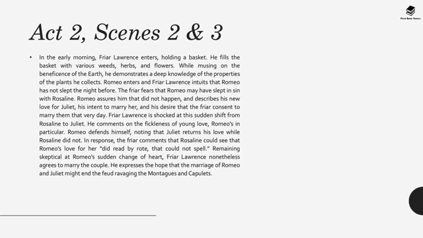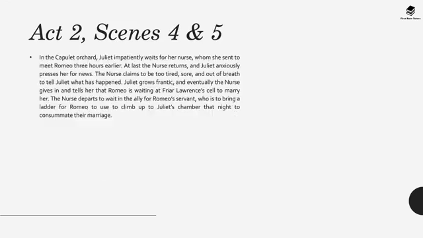He then comments on the fickleness of young love, especially Romeo's own love. However, Romeo defends himself, noting that Juliet returns his love while Rosaline didn't. In response, the friar comments that Rosaline could see that Romeo's love did read by rote that could not spell. Remaining skeptical at Romeo's sudden change of heart, Friar Laurence nonetheless agrees to marry the two.